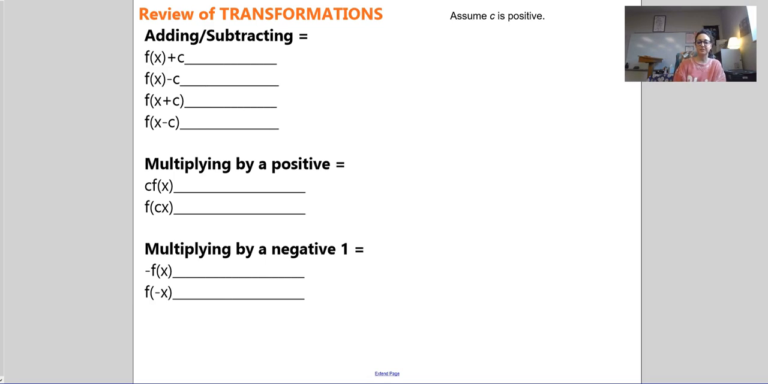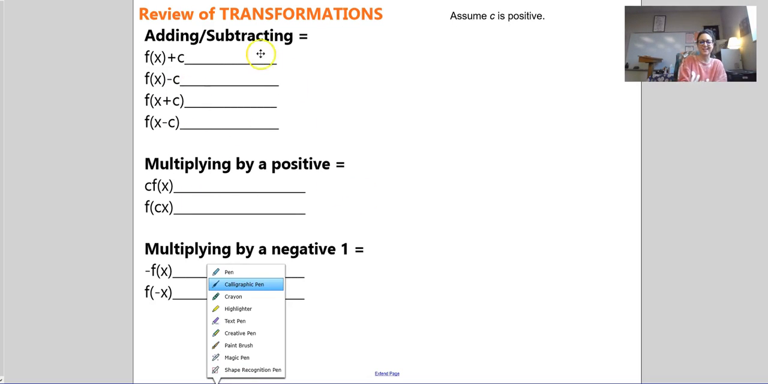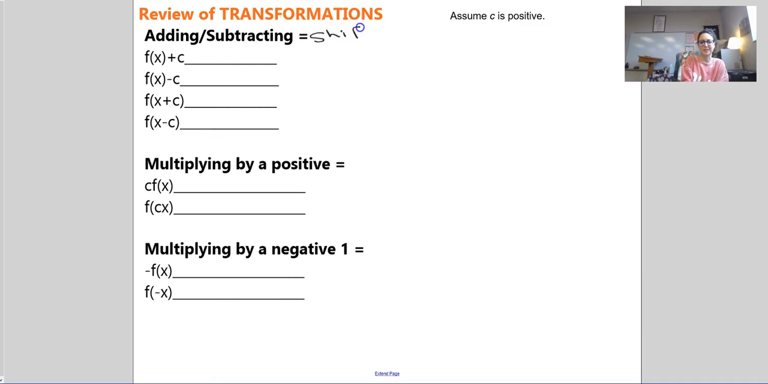Let's try and do a review of transformations. If I add or subtract a number on the inside or outside, what does that do to the function? That shifts the function, right? That is a vertical or horizontal shift. What if I multiply? What does that do? That's going to be a stretch or a shrink. And what if I multiply by a -1? That is going to be a reflection, right?